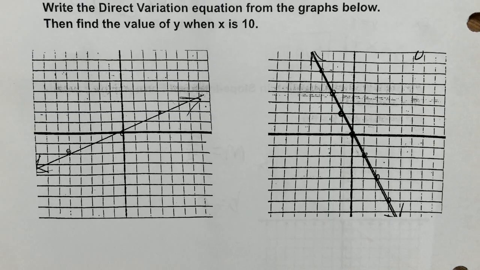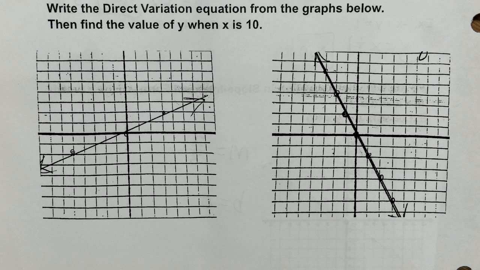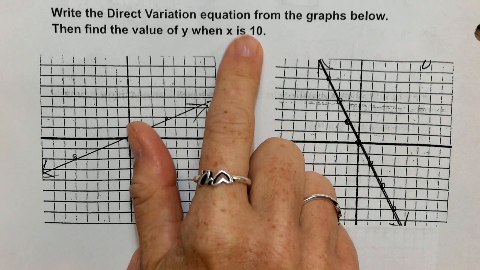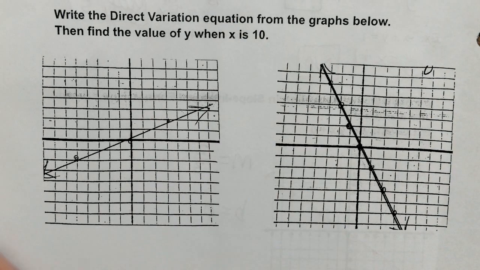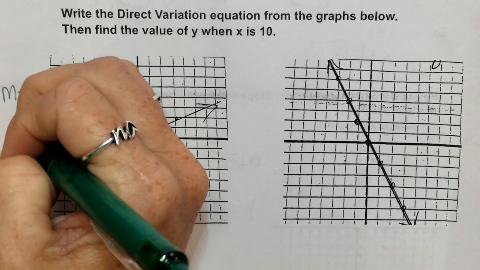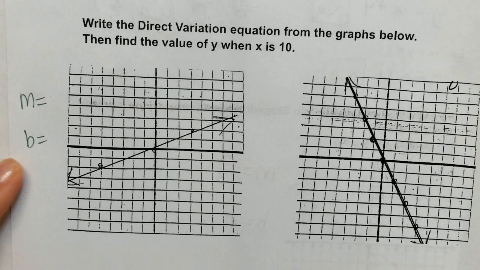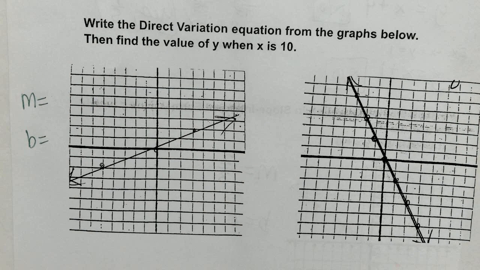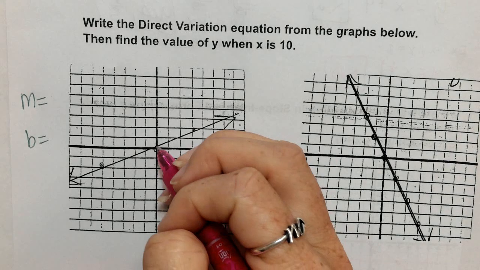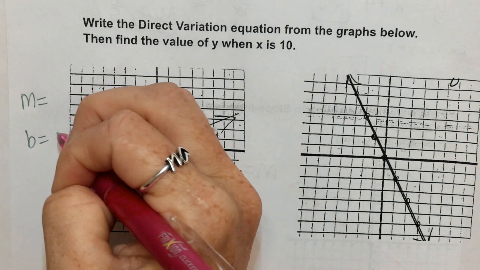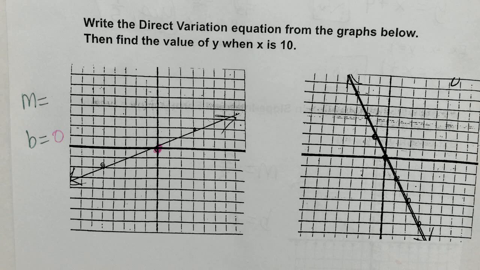All right, down here, what if they give you the graph and they ask you to write the equation? To write an equation, you need an m and a what? A b. So what is the y-intercept here? 0. How would I find the m, the slope? Rise over run. Pick any 2 dots.